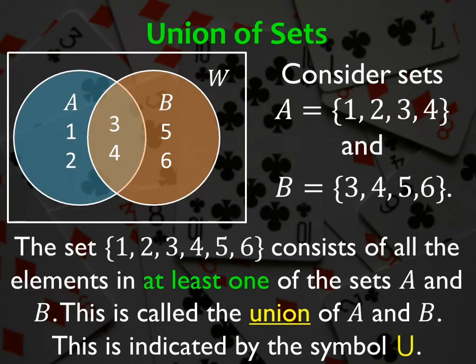This is indicated by the symbol U, that round U. So what the union is, it's basically combining the sets together. Now it turns out some of them overlap, like the 3 and 4 are both in sets A and B. So they are placed in the middle. But if you combine the sets into one, you don't repeat those elements. So 1, 2, 3, 4, 5, 6 represent the union, the putting together of sets A and B.